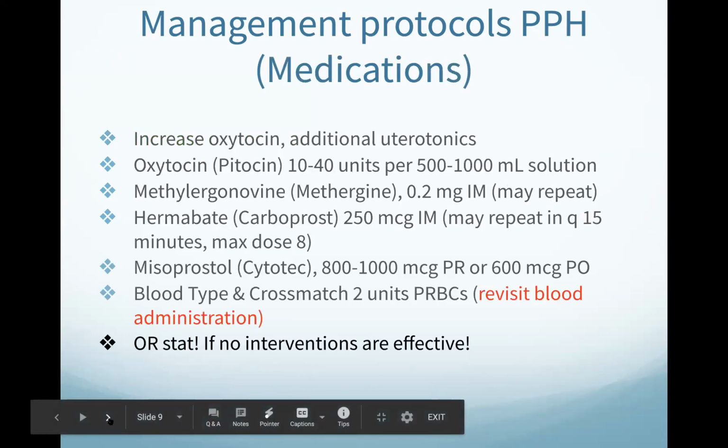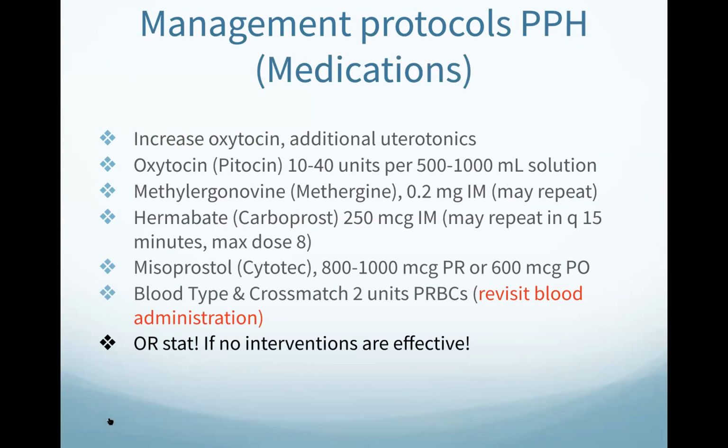If they have oxytocin, increase the rate of oxytocin. You don't need to get into the specifics of the doses, but I put this there for your reference. Other medications will be Methergine, that is administered IM. You may repeat that. Hemabate, IM, may be repeated every 15 minutes, max dose of 8. Misoprostol, you're going to give that either per rectum or PO.